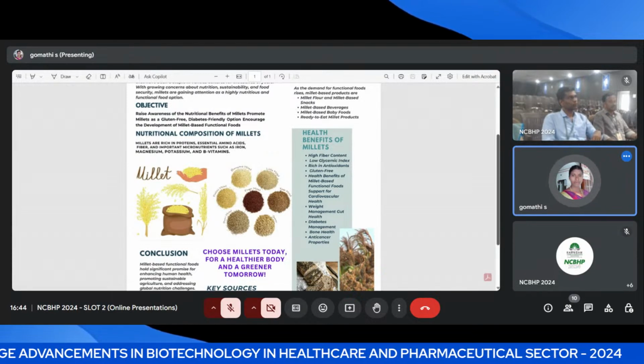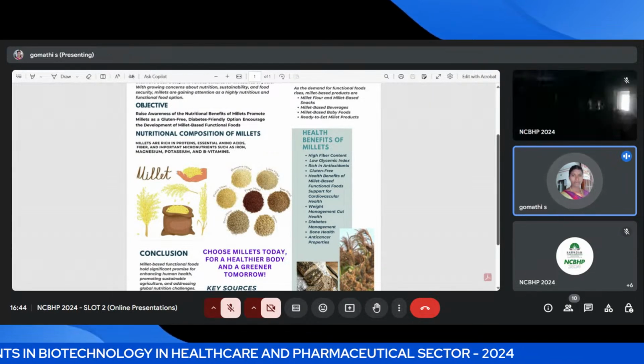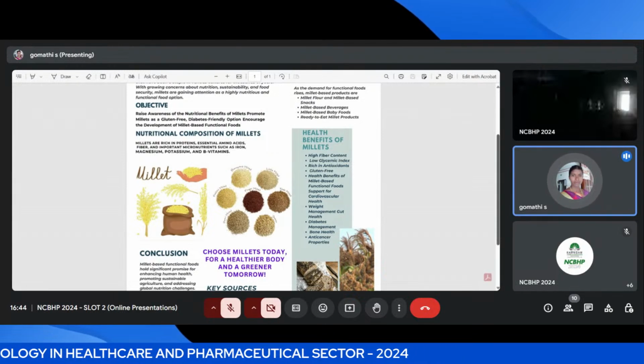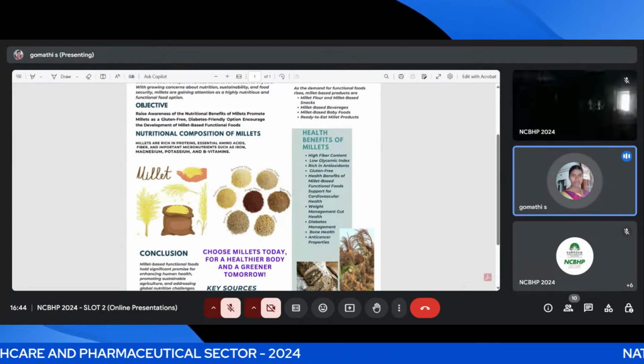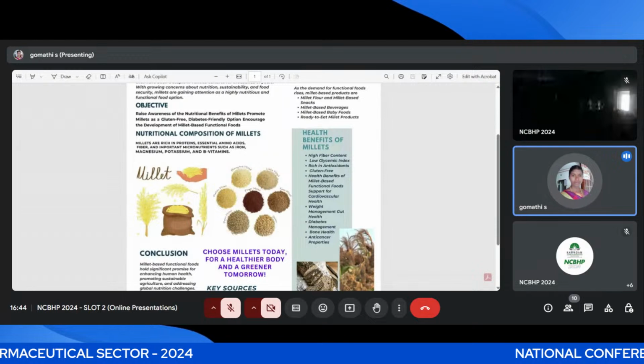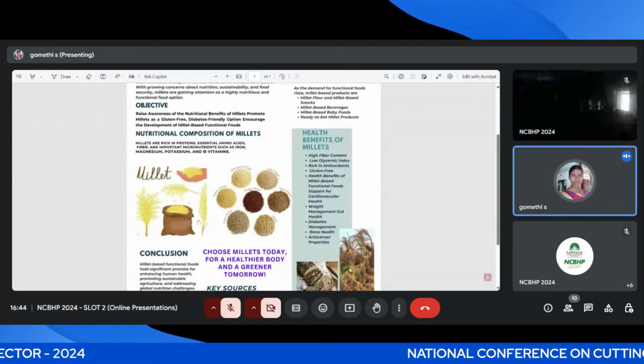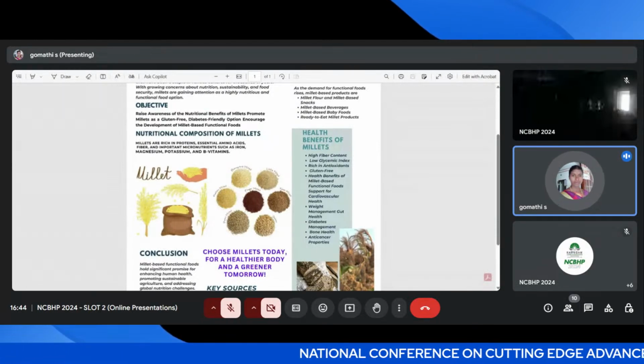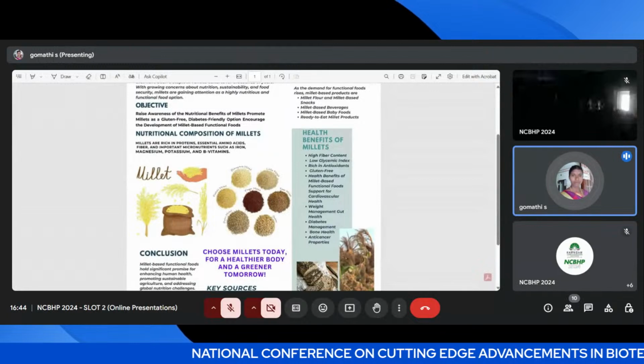Due to their low glycemic index, millets can be part of a diabetes-friendly diet. The slow release of glucose into the bloodstream helps in maintaining stable blood sugar levels, making millet an ideal food for people with diabetes.